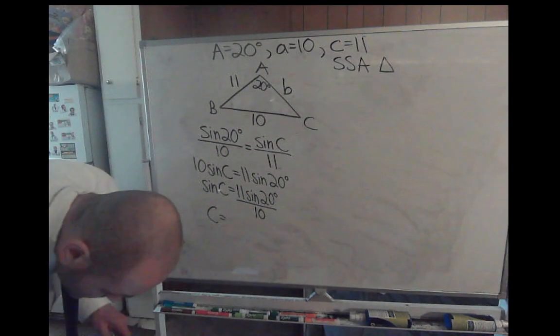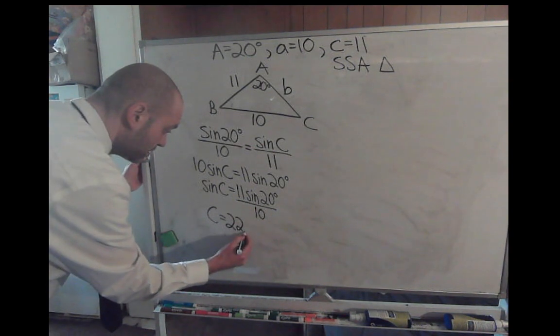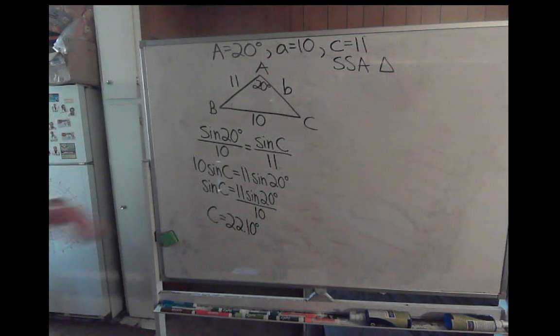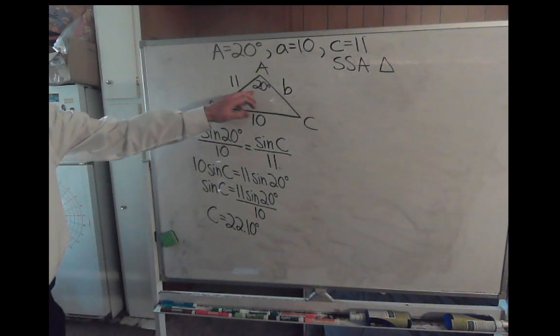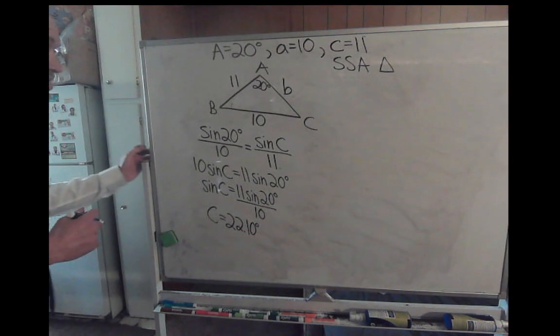You get about 22.10 for that angle. If you add that to 20, you only get 42.10. So there's definitely one triangle. Now, is it entirely possible that you have two triangles?